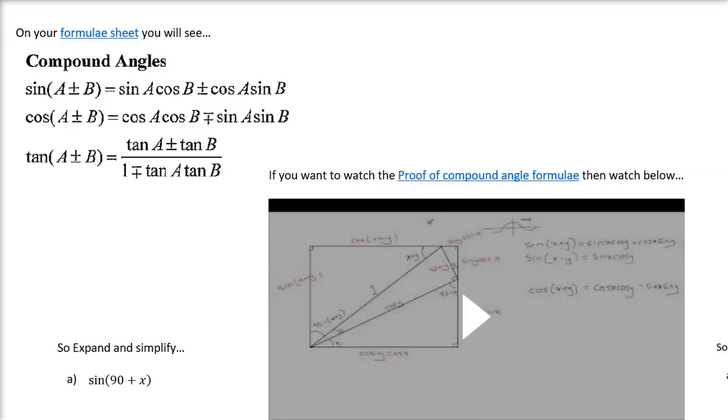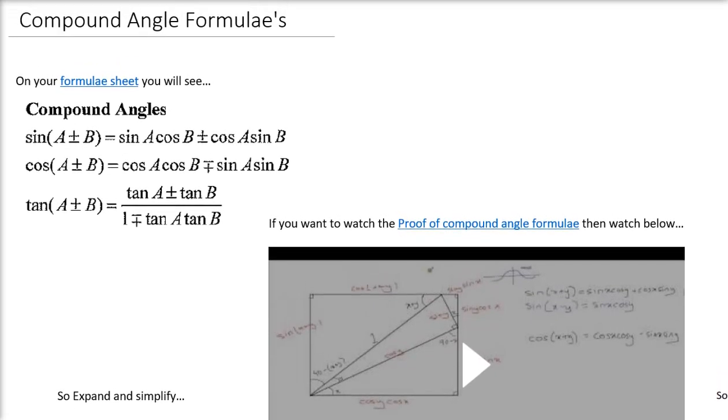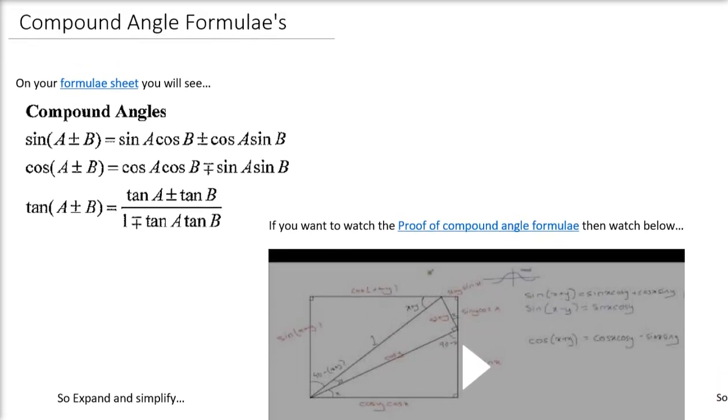Right, kia ora boys. What we're going to look at today is some compound angles, and this is sort of like the first introduction of some new identities, new rules that we can apply with what we've been doing so far.